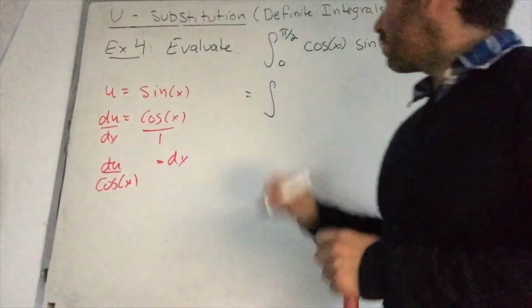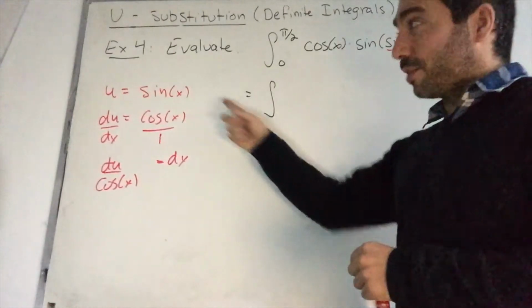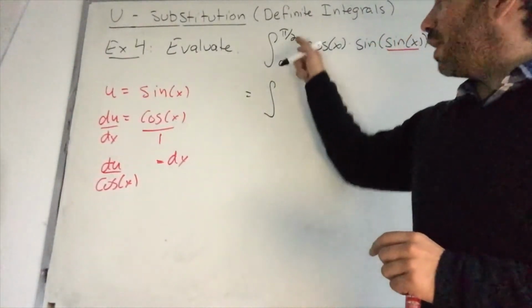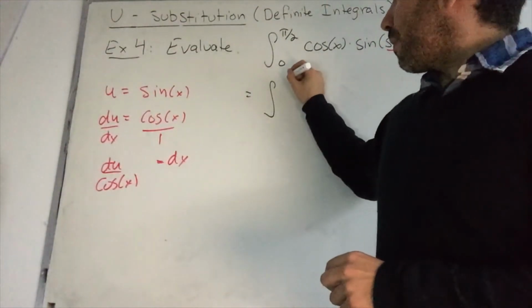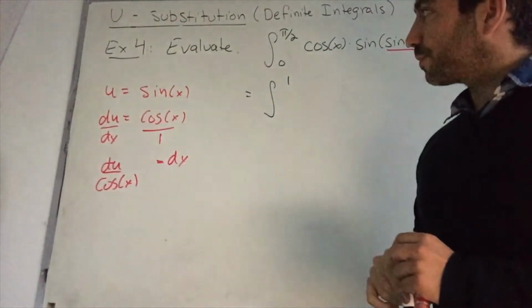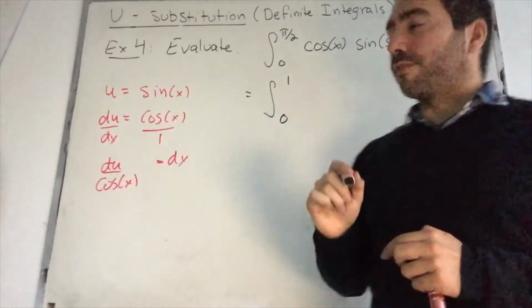Okay, let's go ahead and substitute this into our integral. The first thing we have is to change the bounds. It's a definite integral. We're doing a u substitution, change your bounds. So the upper bound is pi over 2. Sine of pi over 2 is 1. And then sine of 0 is 0. So make sure you're comfortable with your unit circle.